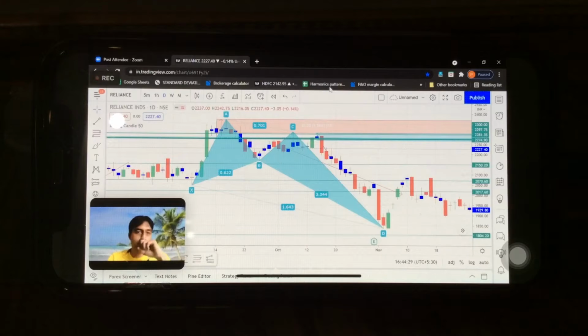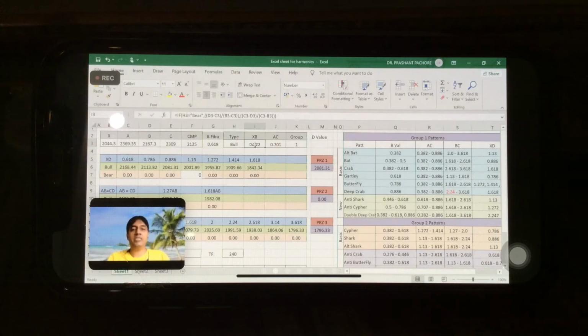Then it's telling me how much is the exact SP. It's 0.622. That's why it took 0.618. AC it's giving me, and it's telling me you have to check group 1 stock. Group 1. Are you able to see group 1? It's telling me check group 1.